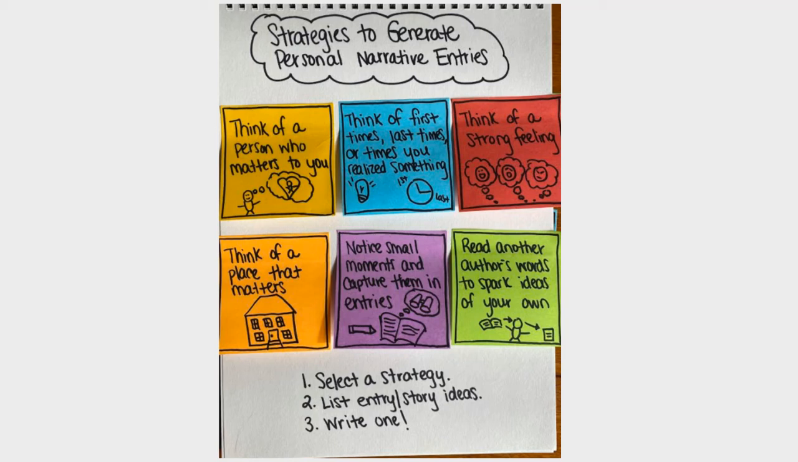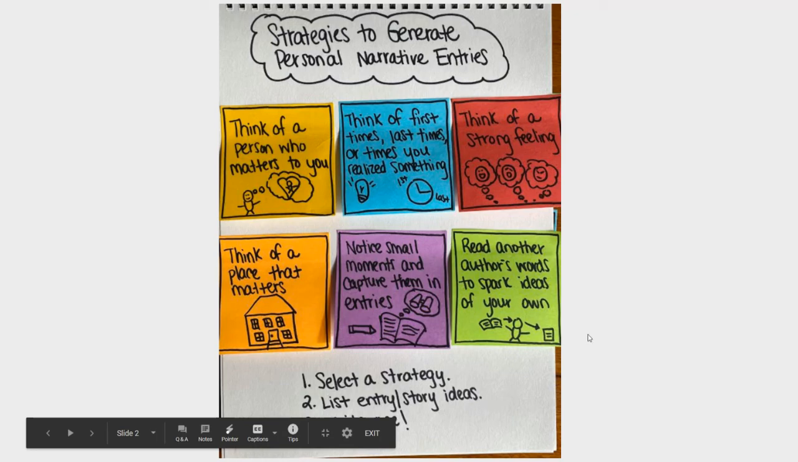The next thing that you can do is create an entry in your digital reader's notebook. And if you need to, create a list. So, for example, if I were to choose, let's say, first times, I might want to make a list of lots of different first times. And then eventually I'm going to pick one, and I'm going to write it.